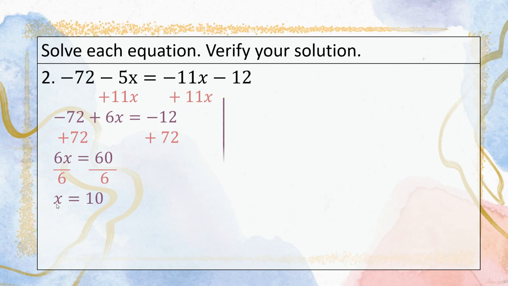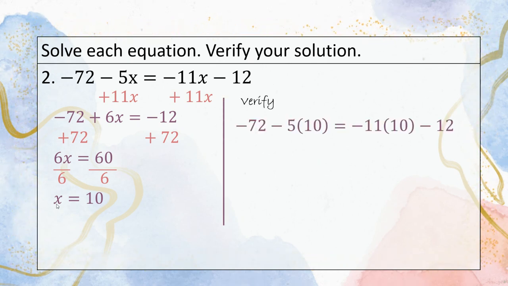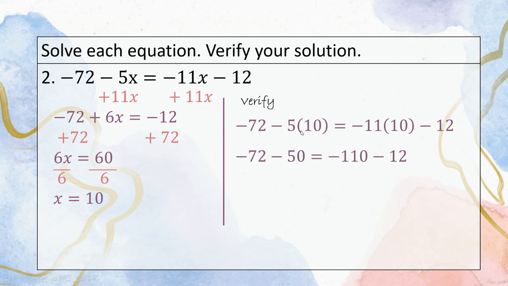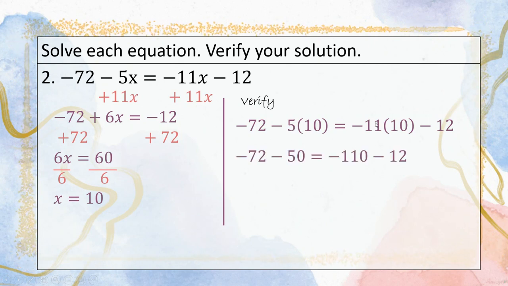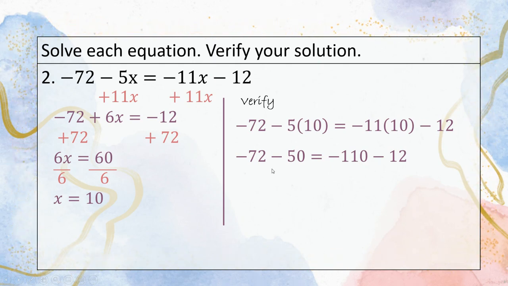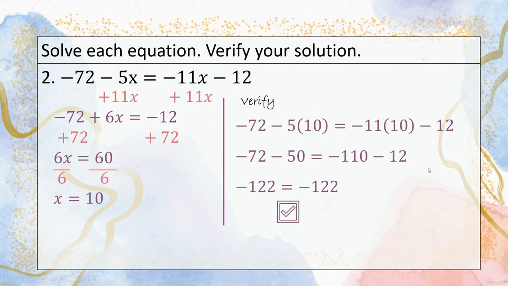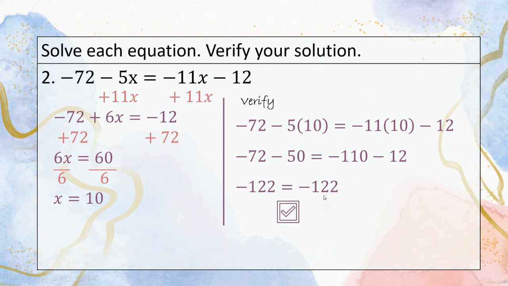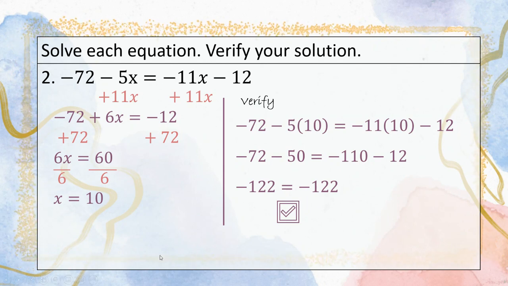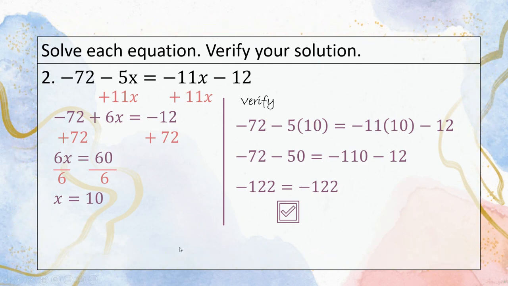To verify, go back to the original equation, and in place of x, I put 10. Multiplying 5 times 10 gives us 50. Negative 11 times 10 gives us negative 110. Then I'm going to combine like terms. Negative 72 minus 50 is negative 122. And on the right, negative 110 minus 12 is also negative 122. So 10 did satisfy the equation. It gave us a true statement. So that confirms that x equals 10 is our solution.